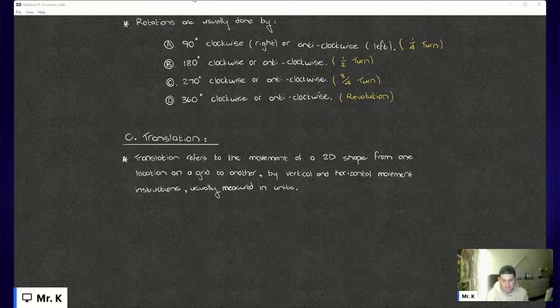Right, so the translation or a translation refers to the movement of a 2D shape from one location on a grid to another by vertical and horizontal movement instructions, usually measured in units.